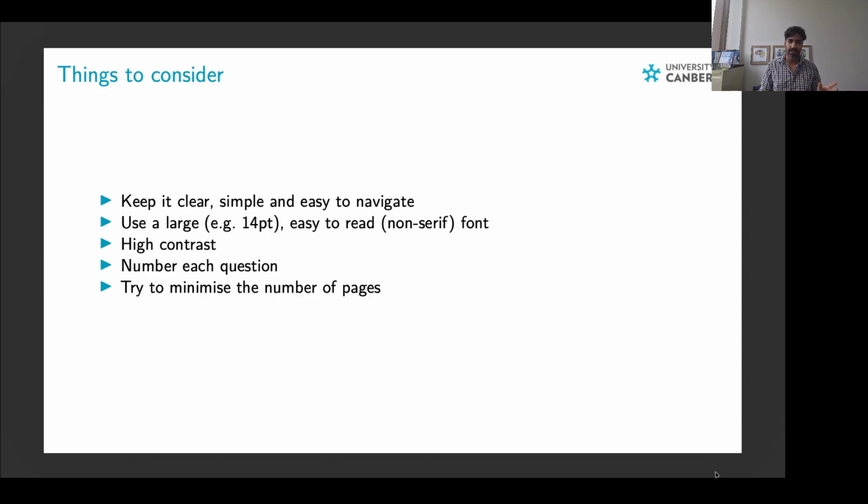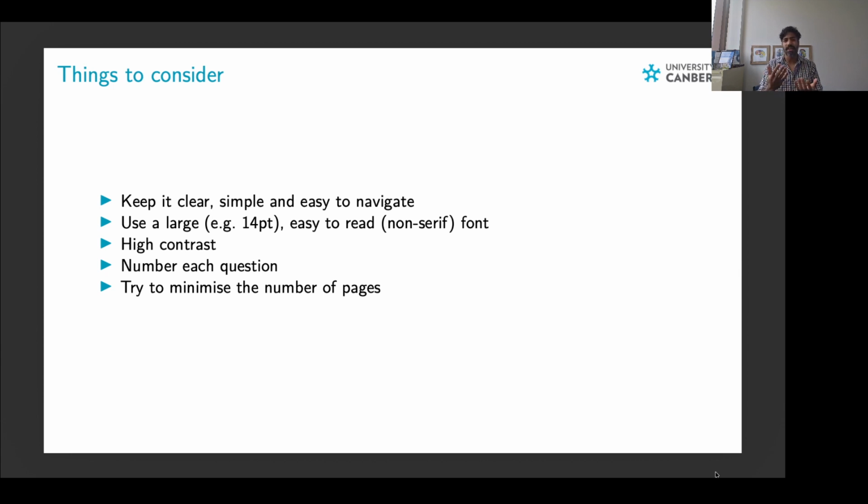Any of these things that aren't clear or simple or easy to navigate, you'll have people drop out and just not do the survey. You want to use a large, easy to read font. Some suggestions are 14-point and non-serif, but really something that's clear. And this is through the pre-testing and pilot testing. You can get a sense of that. How do they find the readability of the survey as well?